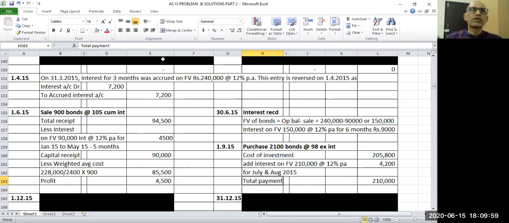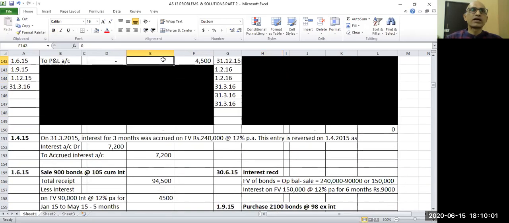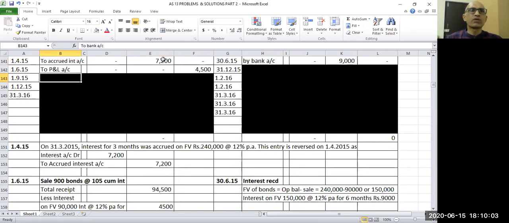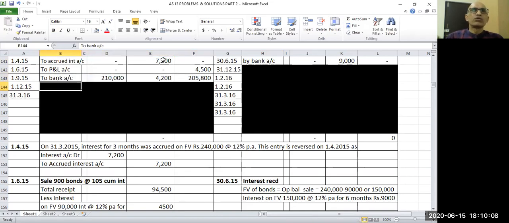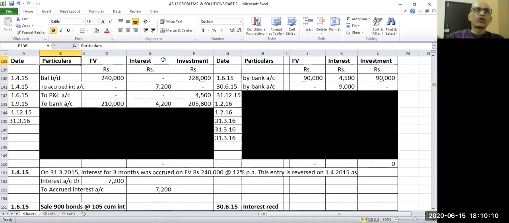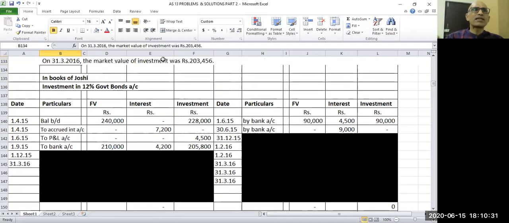So let us go back to the investment account and see how this data gets reflected on 1st September 2015. Face value 2,10,000 is shown in face value column, and then we have passed the entry. Investment account debit 2,05,800, interest account debit 4,200 to bank account, the total payment made to the concerned vendor. So on 1st September 2015, we have recorded this transaction. Now let us see what is the next transaction.